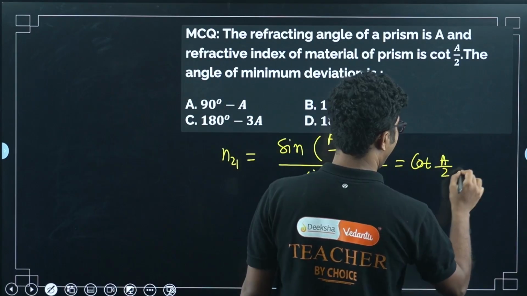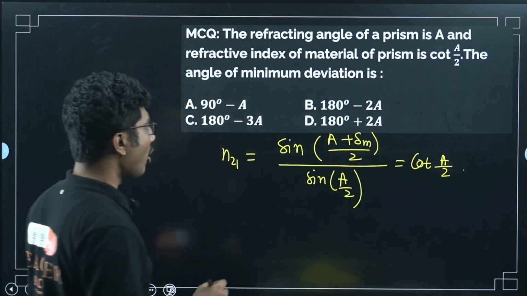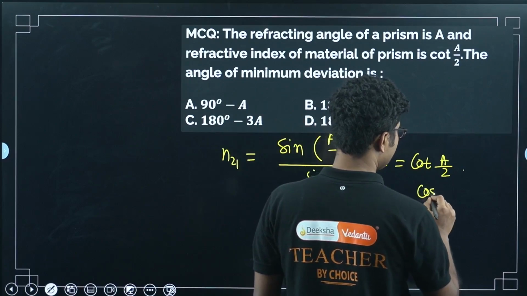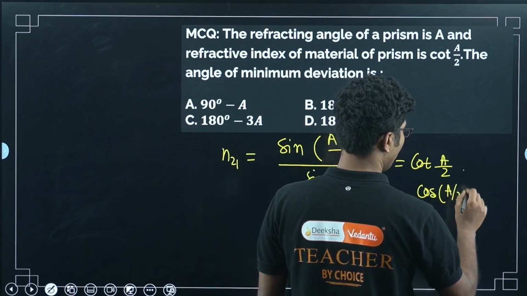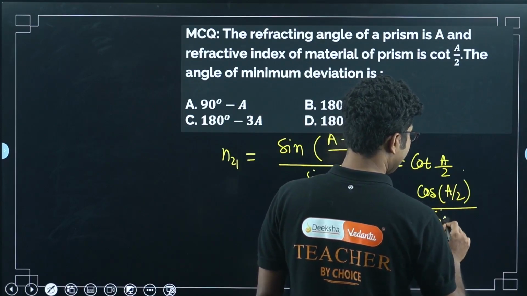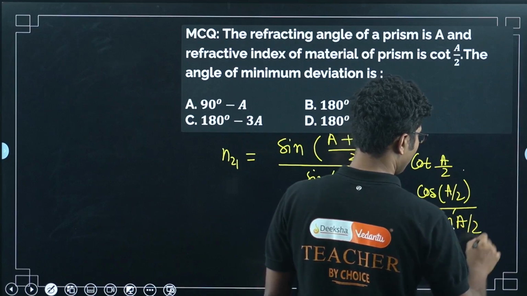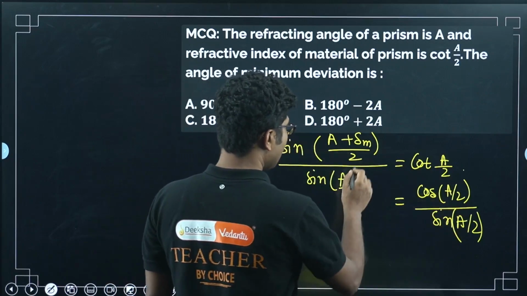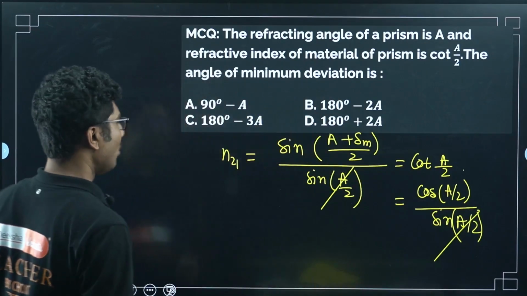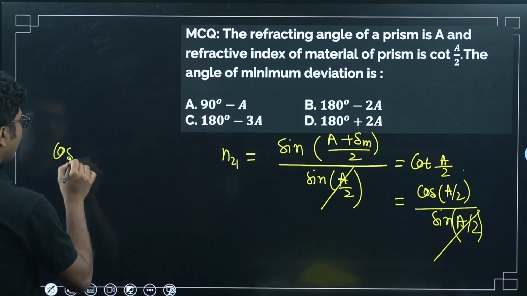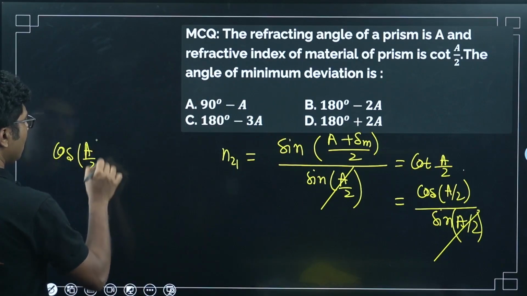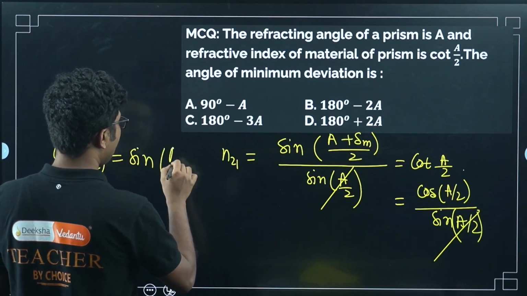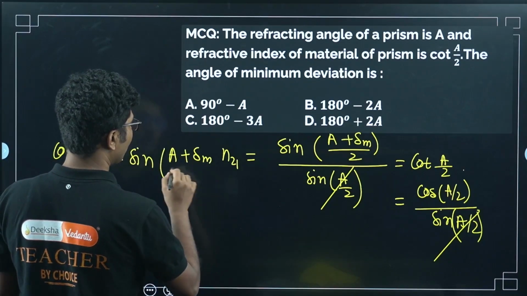Now what is the value of cot? Cot means the opposite of tan, so cos A by 2 by sine A by 2, right? Cot means this. Now if you compare these two values, you can see that this is cancelled. So cos A by 2 equals sine of (A plus delta m) by 2.